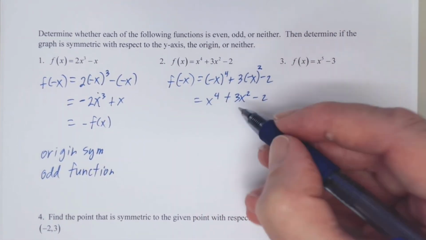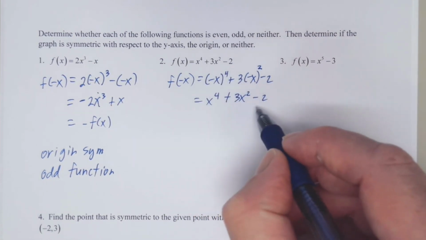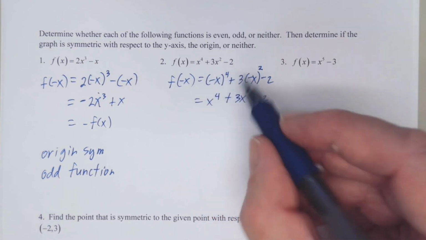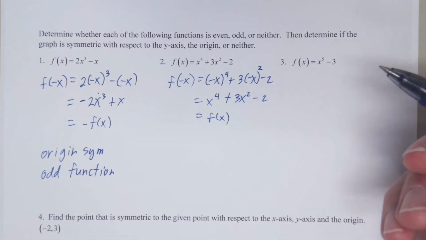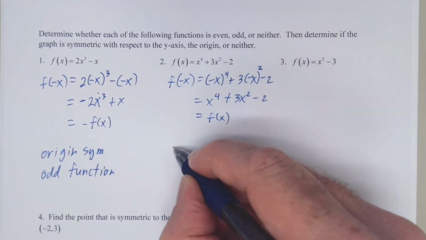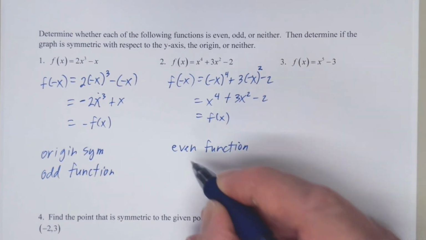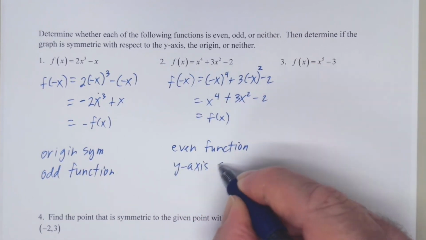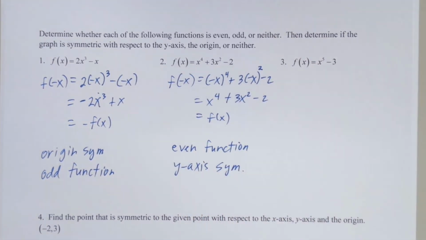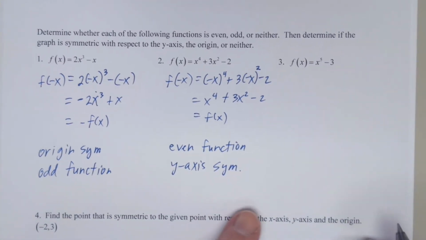And so notice our output is unchanged by plugging in minus x. We get the same thing as with the original function, or you could say we're equal to f of x, the original function. And so this is a case where we have an even function. And so we would say we have y-axis symmetry, or you could write symmetry with respect to the y-axis. All right, why don't you try number 3 if you haven't already.